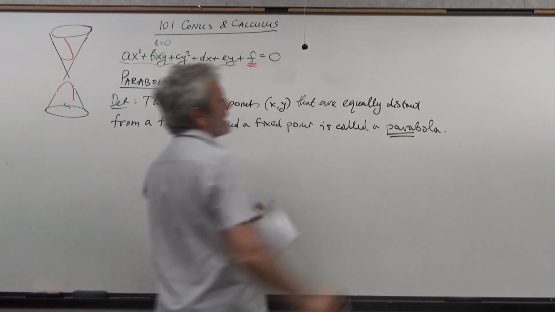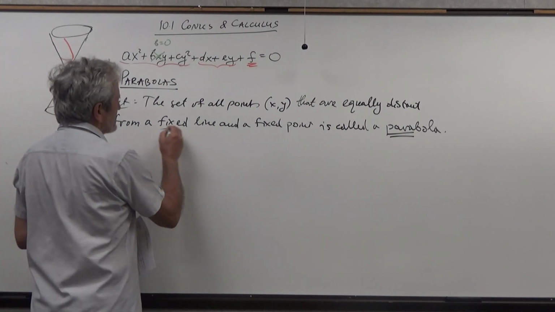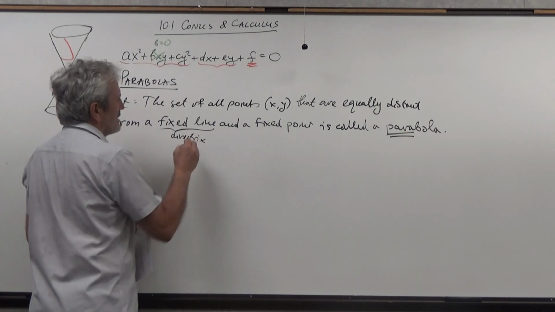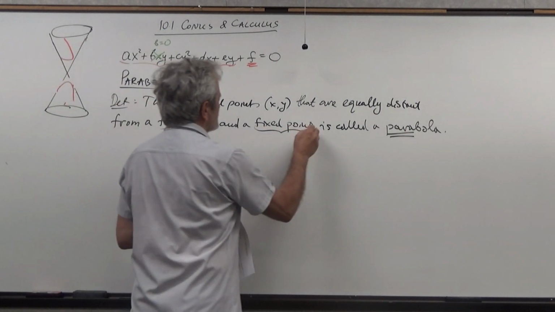And the word para here means that they are equal. So equality refers to that word parabola. And then that fixed line has a special name, it's called the directrix. And then that fixed point is called the focus.